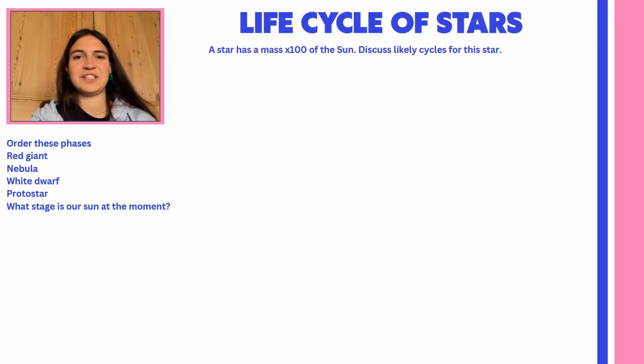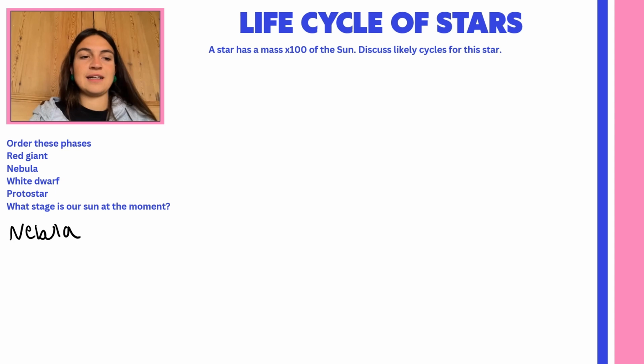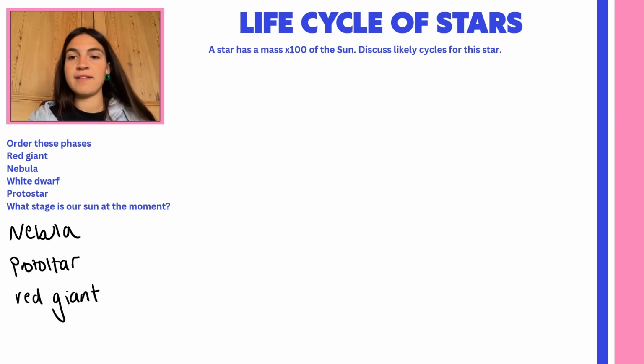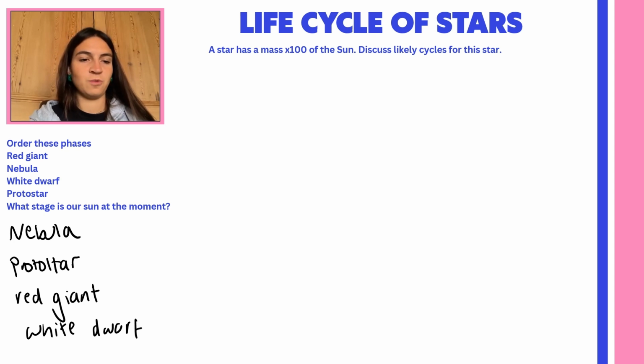Okay, life cycle of stars. First bit on the left here: order these phases: red giant, nebula, white dwarf, protostar, and what stage the sun is in at the moment. So first thing is our nebula, that's our dust and gas, which is dragged together to form a protostar. Then we've missed out our stage of the sun at the minute, so we'll talk about that in a second. After that, it's going to be into a red giant, and then eventually left behind a white dwarf.